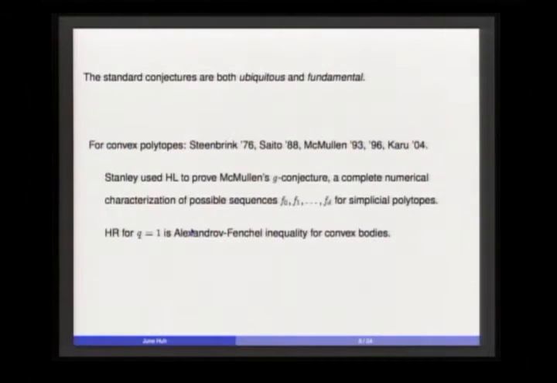Hodge-Riemann relations in this context also have some classical application. Perhaps the best known and most appealing case is the Hodge-Riemann in the special case for q equals 1. Hodge-Riemann for q equals 1 for all polytopes is in fact equivalent to an inequality in convex geometry and analysis known as the Alexandrov-Fenchel inequality for all convex bodies. It's some sort of isoperimetric inequality, and it has fundamental applications.